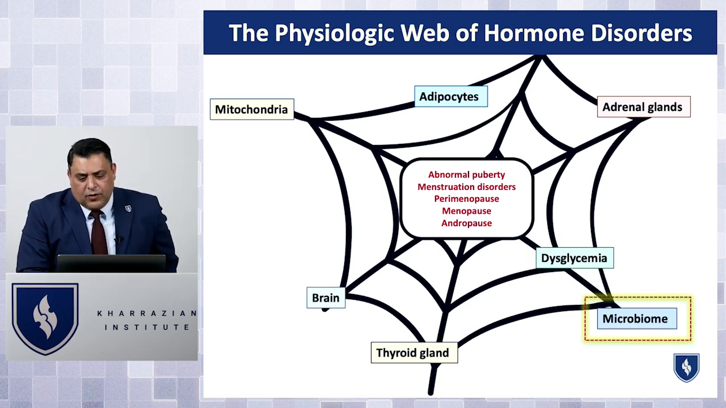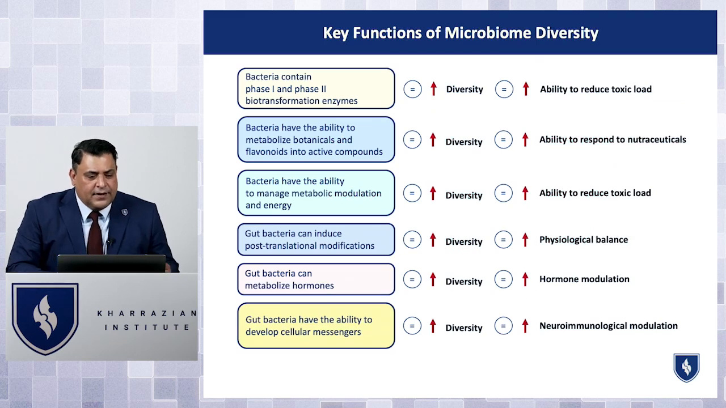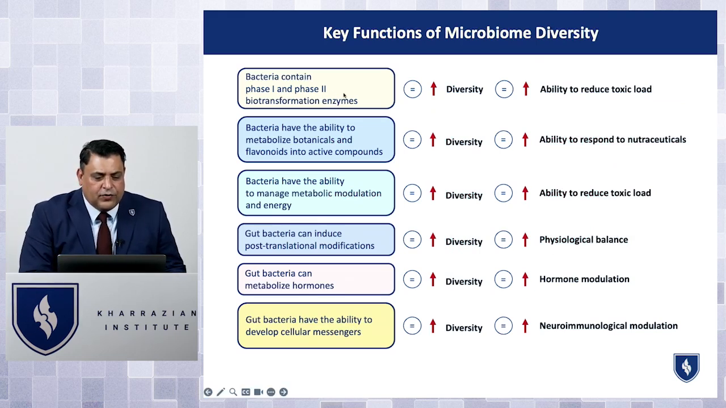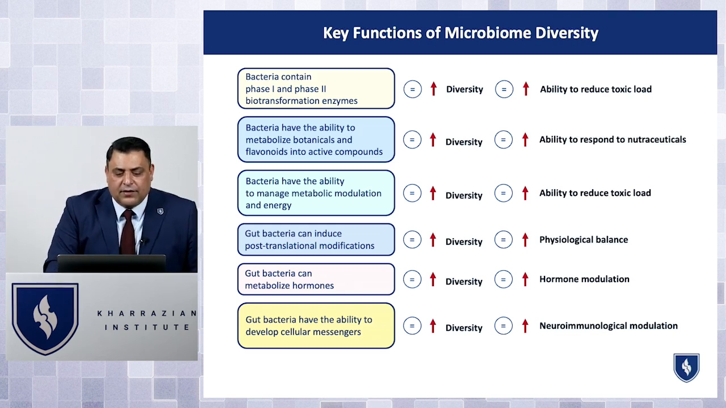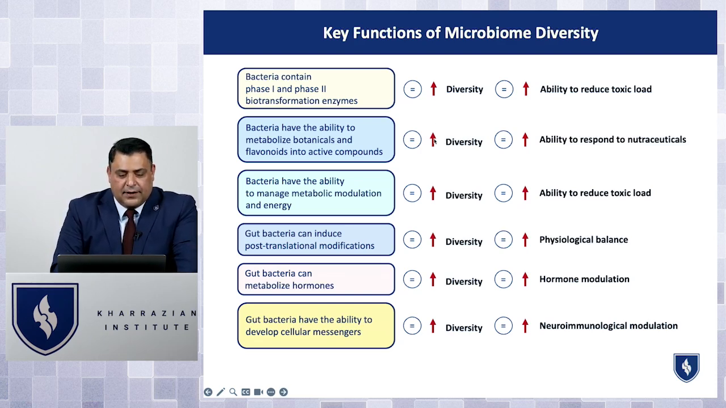So the microbiome is critical because, first of all, it contains phase 1, phase 2 biotransformation enzymes. Those are important to not only reduce toxic load and chemicals, but they convert hormones to other metabolites that can be used to bind to receptors and also to clear hormones out. Bacteria have the ability to metabolize botanicals and flavonoids into active compounds, especially like soy flavonoids, which get converted in the gut into equol and enterolactone, which then have effects on estrogen receptor modulators. So you need to have gut bacteria to convert dietary flavonoids into compounds that can actually bind to endocrine receptors.